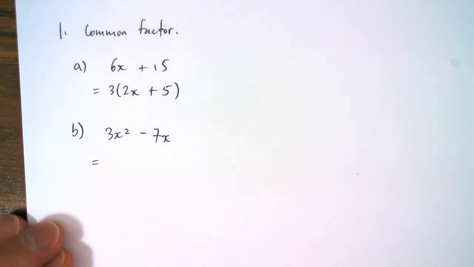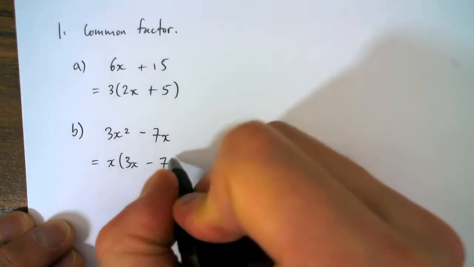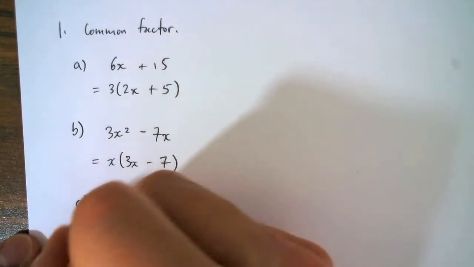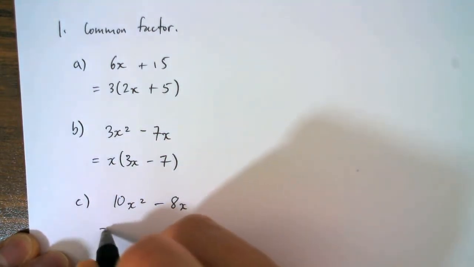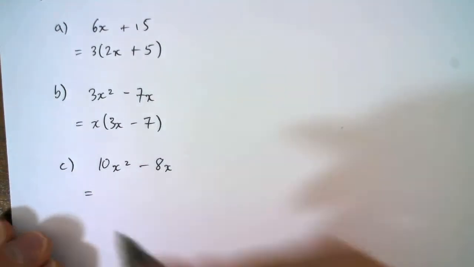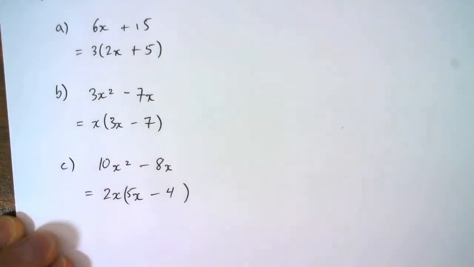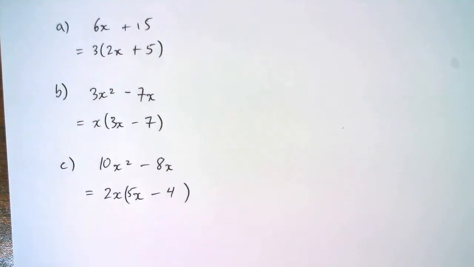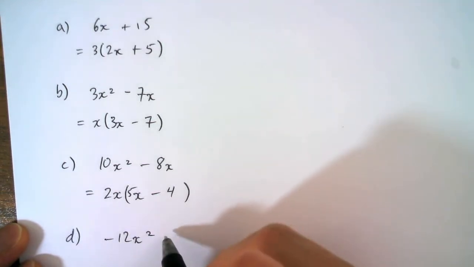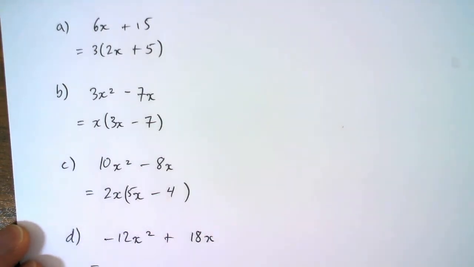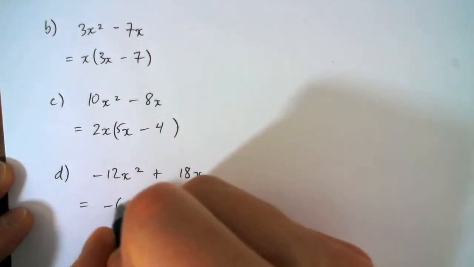In this expression, each of the terms can have an x factored out of it, like that. In this expression, we can factor out a 2x. In this case, we can factor out a negative 6x.